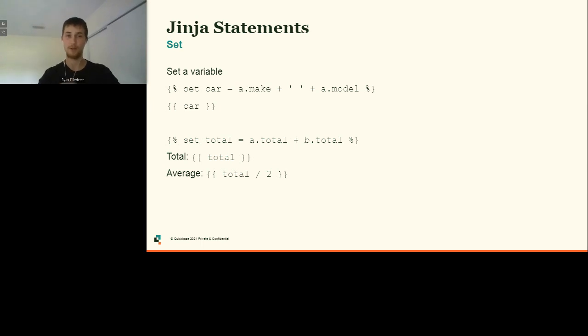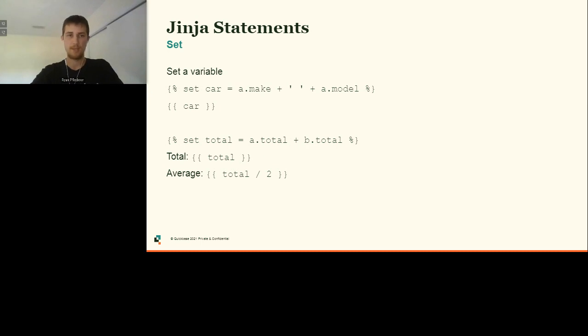Instead of having to rewrite, in this case, a.make plus a space plus a.model four different times, if that was indeed the use case, you could just set that variable and then just use, in this case, car to call it. Down below, we see we want to get this total, and I'm going to use it for the total and the average. Again, that streamlines the number of characters and the work being done. Do it once and then just call that.